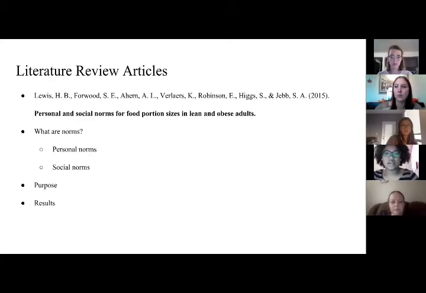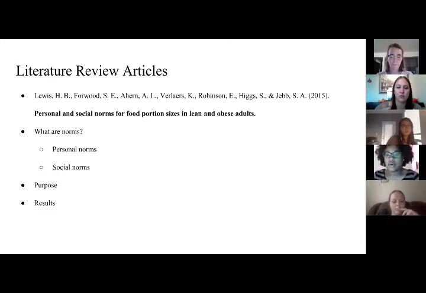Okay, so the next study that we reviewed was Personal and Social Norms for Food Portion Sizes in Lean and Obese Adults. So first we're going to talk about the norms. The study states that norms are a belief about what constitutes usual behavior in a given situation and is thought to influence how people habitually behave. In this study, there are 2 specific norms that they focused on. First is personal norms, and second is social norms.